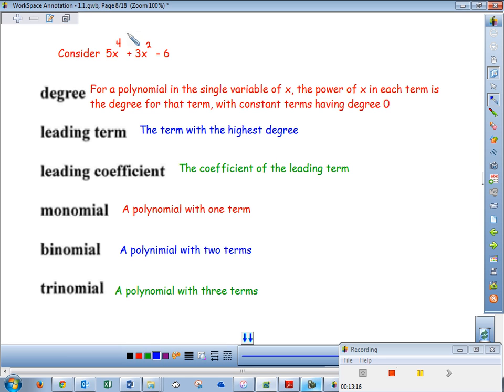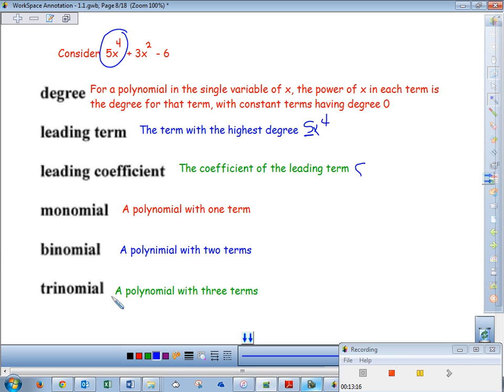The leading term is 5x to the 4th in this guy, the term with the highest degree. So this is our leading term. This is written in what's called standard form right here because it's from highest degree to lowest degree. So the leading term in this guy is 5x to the fourth. The leading coefficient is the number in front of the variable, so that's 5 in this particular guy.